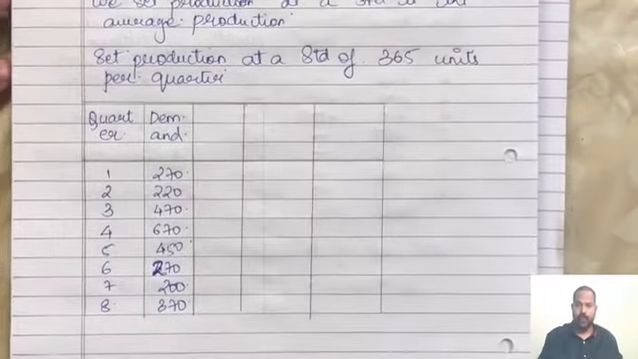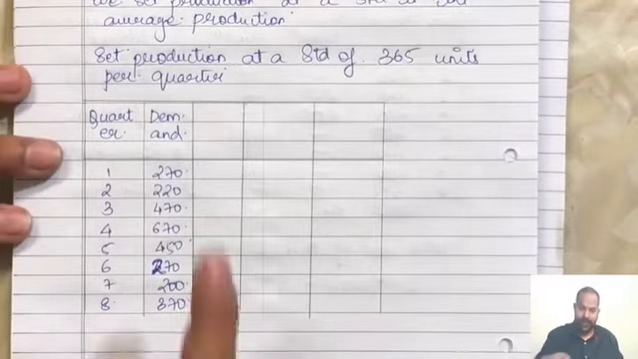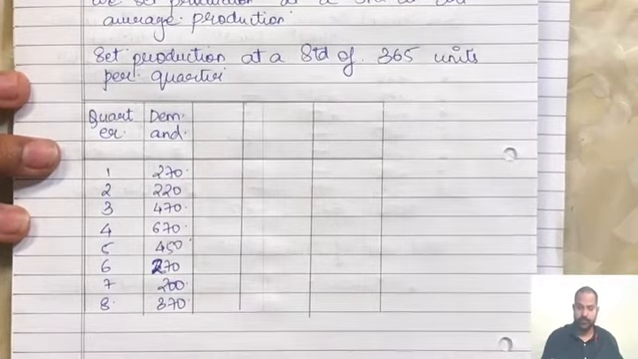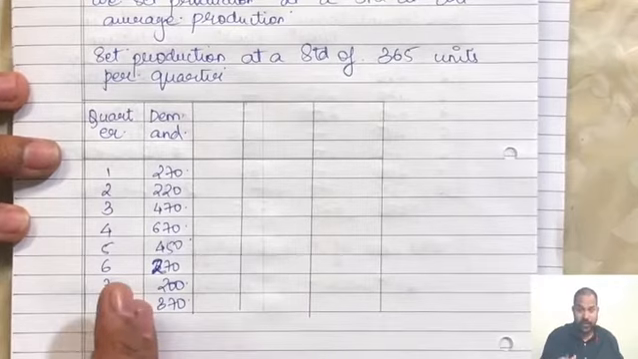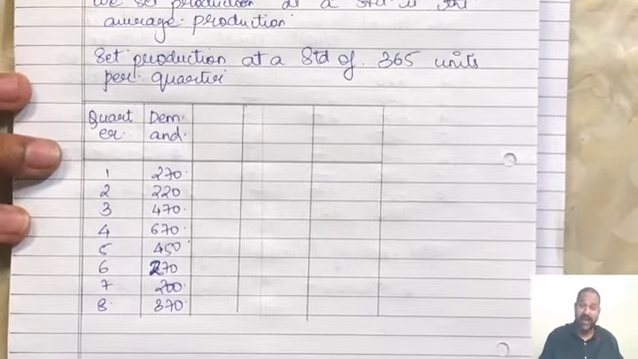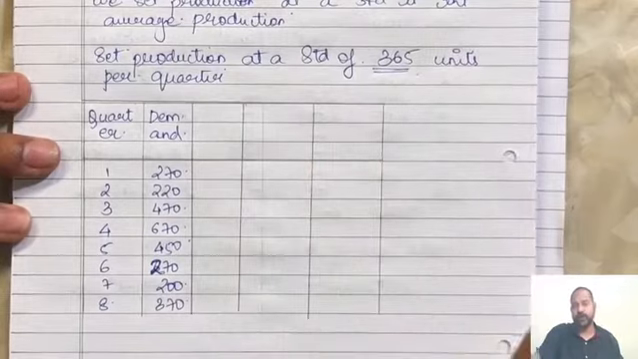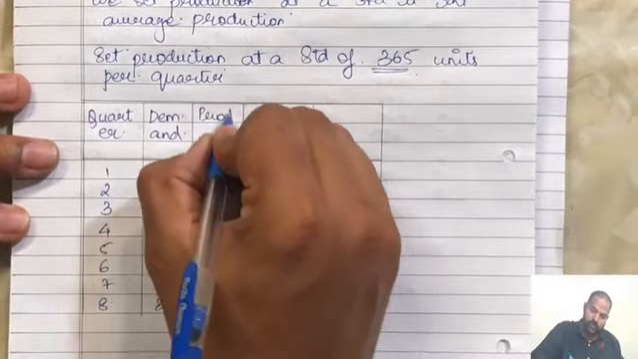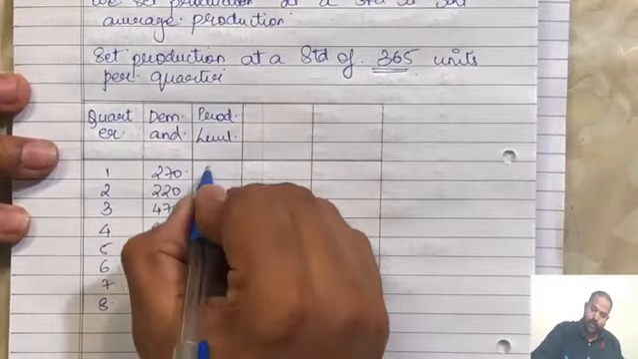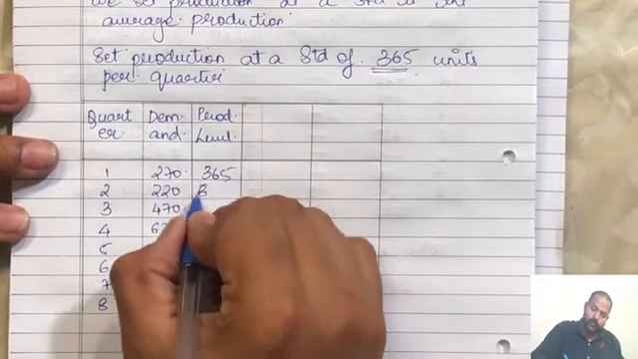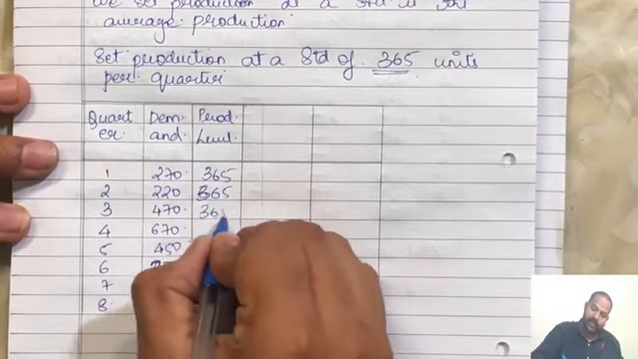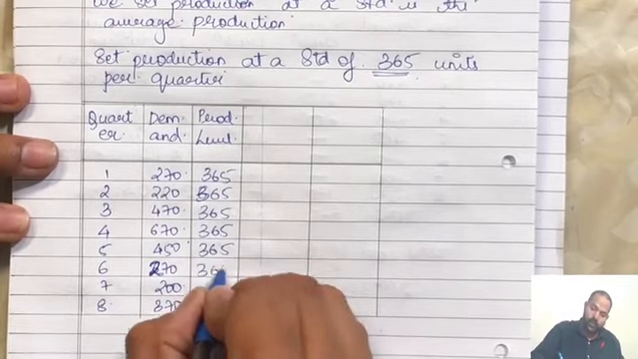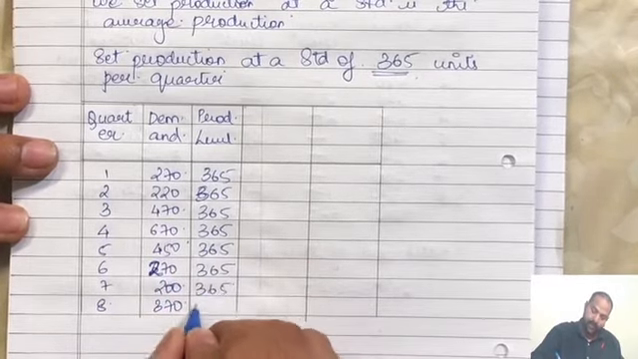So, quarter 1 to 8 and my demand 270, 220, 470 and so on. Now, these are my demands. But what have I set my standard at? My standard production level is 365 units. So, production level. No matter what you want, I have set my standard at 365. I am not going to produce more. I am not going to produce less. How will that help? I'll tell you.